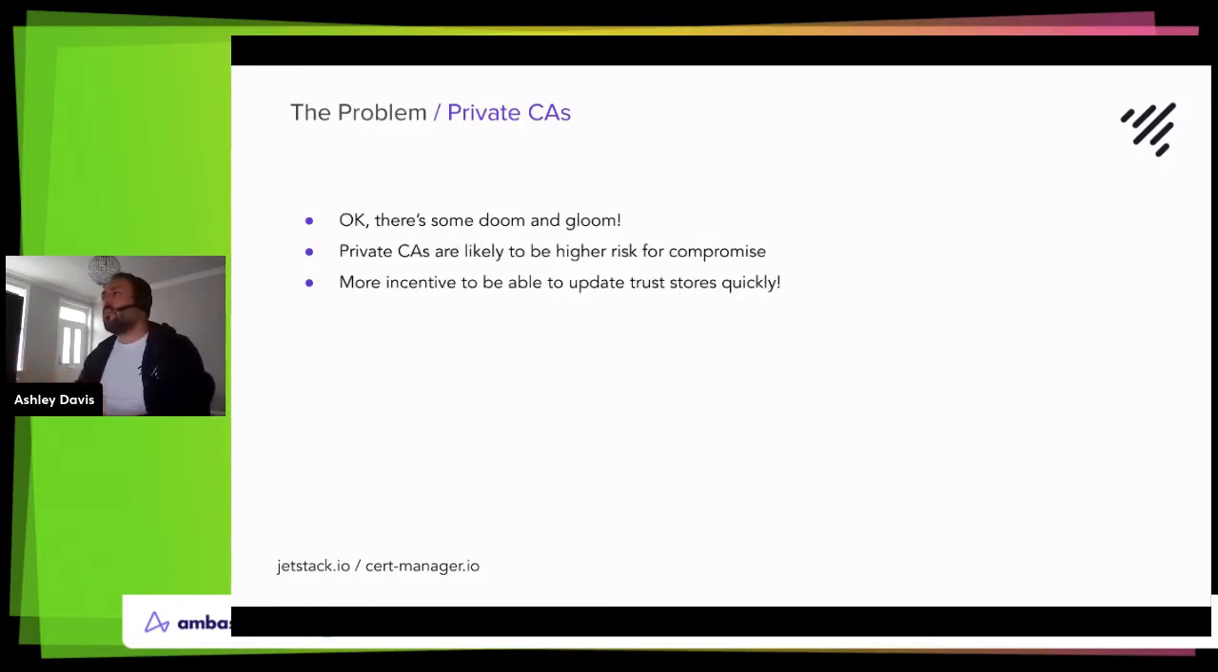containers, right? There is a little bit of doom and gloom, because if you are running a private CA, that's probably not your primary business concern, right? Most companies are selling something or building something, or whatever organization you're running, you're probably not in the business of running private CAs. So they're probably more likely to be compromised than publicly trusted certs like the ones we've discussed already. So if you're doing private CAs, there's even more incentive to be able to fix that problem quickly by rolling out updates.